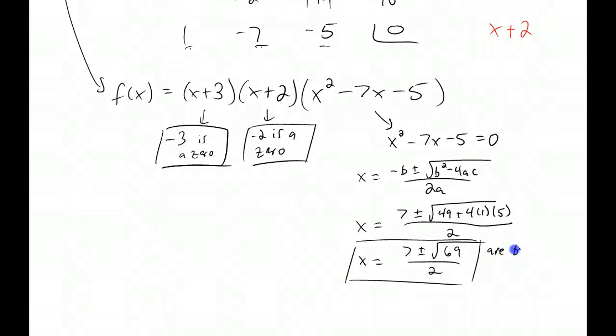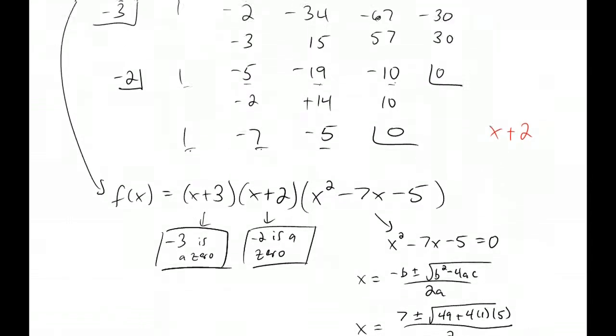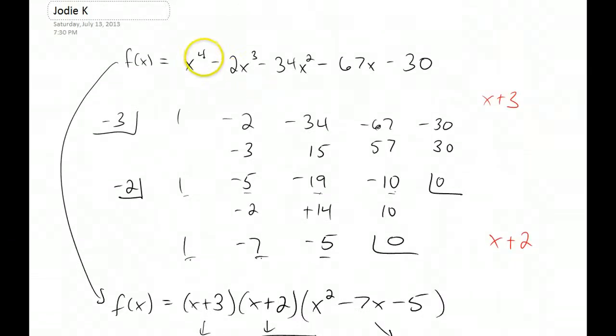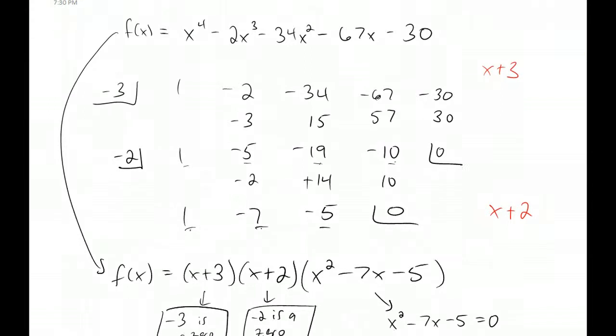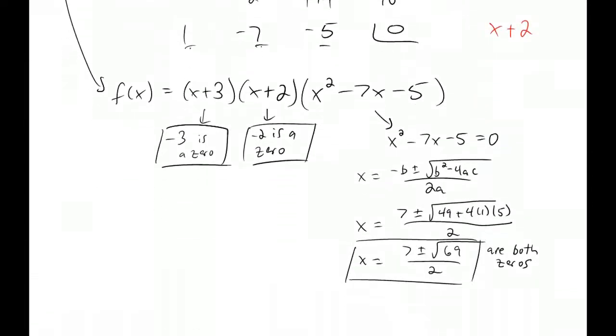Are both zeros. Why does this give us 2 zeros? Well, because one of them is 7 plus the square root of 69 over 2. Whatever that is when you plug it into your calculator is a 0. And 7 minus square root of 69 over 2, whatever that is, is a 0 as well. So we have 4 zeros that we got out of this problem. And that's, for the most part, to be expected. If we started with a 4th degree polynomial, we should get 4 zeros. They won't always be 4 different zeros, but you'll get 4 zeros.